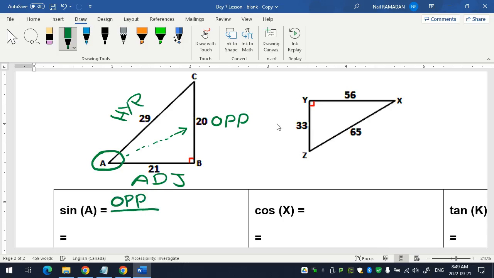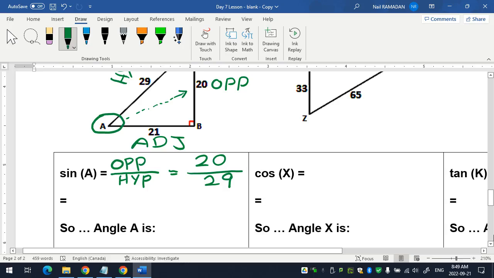OPP. Yeah, absolutely. Now, do I have numbers for these ones? Hey, if you have numbers in math, plug them in. Use them. Why keep them unused? What's my OPP length? 20. What's my hyp length?